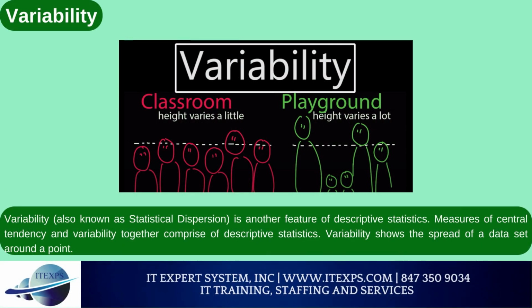Variability. Variability, also known as statistical dispersion, is another feature of descriptive statistics. Measures of central tendency and variability together comprise descriptive statistics. Variability shows the spread of a data set around a point.